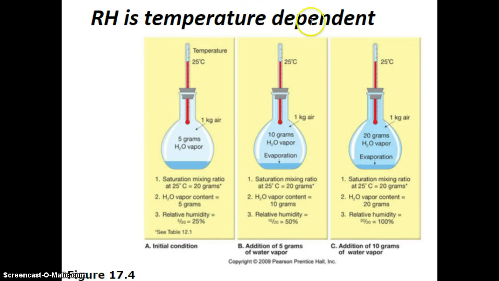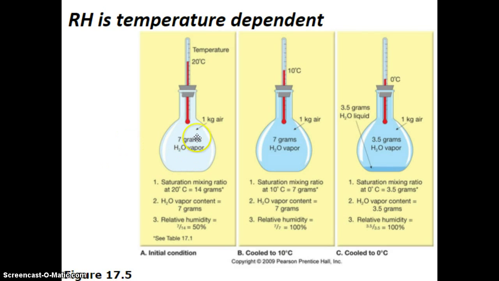So relative humidity is temperature dependent. When I look at these pictures here, if I have 5 grams of water vapor and I have, let's say, a relative humidity of 0.25. Notice at 25 degrees C, 5 grams is 1/4 of its capacity. But notice if I double this value here, I double the relative humidity to 50%. So I have 10 grams here at 25 degrees. That's half of the capacity at 25 degrees C, which is 20 grams. And here I have that very example. 20 grams at 25 degrees C is 100% capacity, which tells me the relative humidity is 100%.